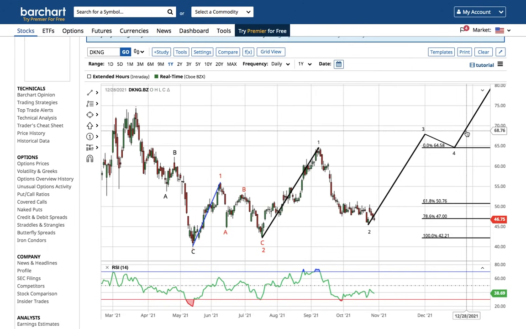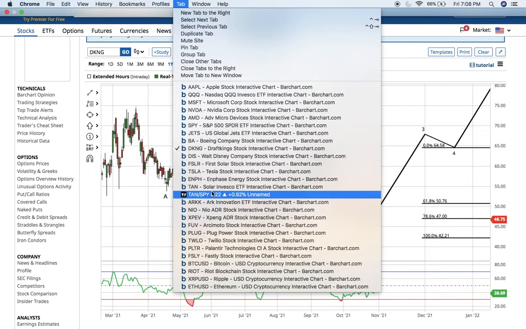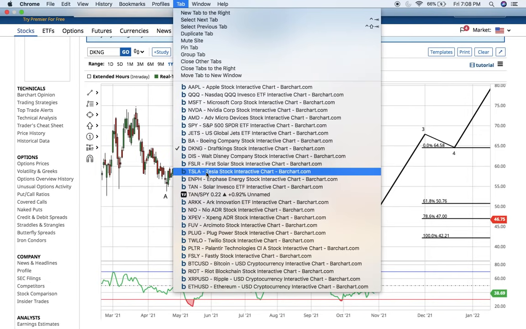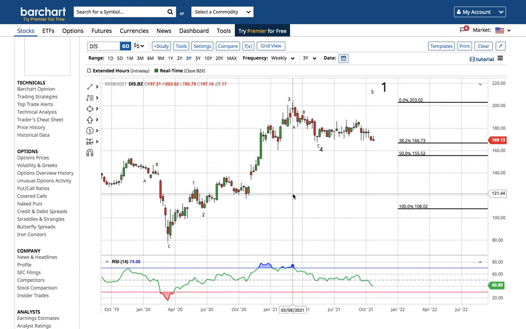If we hold above 39 to 42, that should take DraftKings up to 86, 85 in the first half of 2022. It's yet to be seen if DraftKings will rally with the rest of the reopening stocks or with the growth stocks. I think it's going to do both, to be honest. So here is Disney. Disney is very similar to Boeing, I feel like.